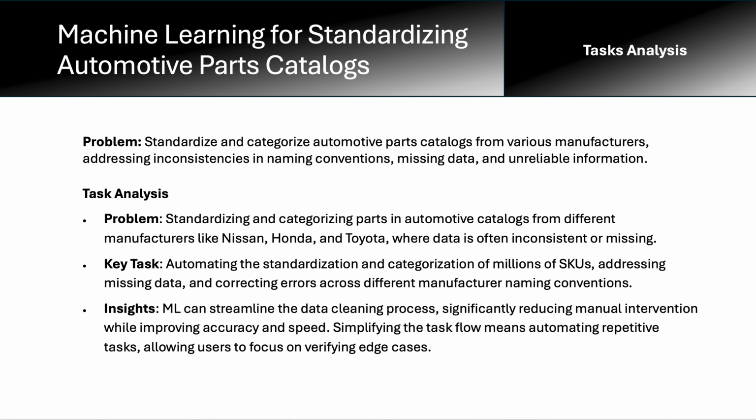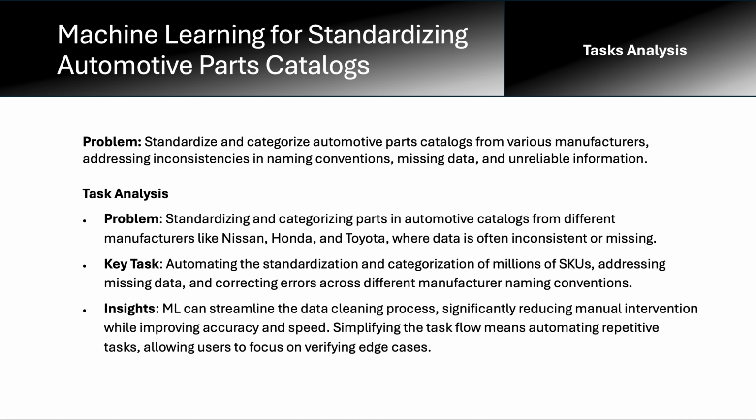So, task analysis. The problem here is standardizing and categorizing automotive parts catalogs from various manufacturers. They have their own naming conventions, there's missing data, there's unreliable information, so there's a lot of inconsistency with different data sources, especially different manufacturers. And we want to bring that all together to create one large catalog.